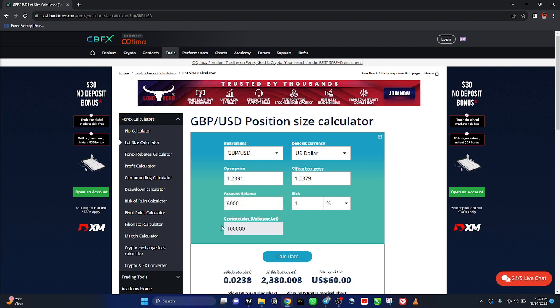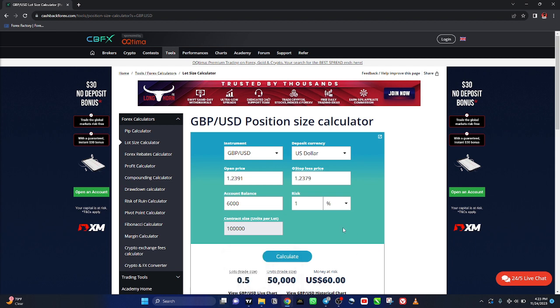You understand? Now this contract size is different depending on the broker you're using. So you have to go check. Go to your MT5, the asset you're trading on, which is the pair you're trading on. Just check the property. You see it. So for this it is actually 100,000 units per lot. So if I tap calculate, it will bring out the lot size.